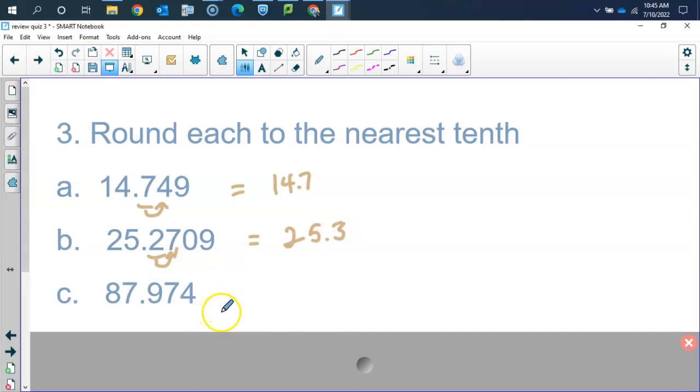And C, round to the nearest tenths. Go. Now, this one's a little more tricky. So that 7 is going to make that 9 round up to a 10, which is going to bump over here. So this will be 88.0. Now, I'm going to tell you it is super important that you have the 0.0 there. If you are rounding to the tenths, there has to be a number in the tenths, even if it's a 0.